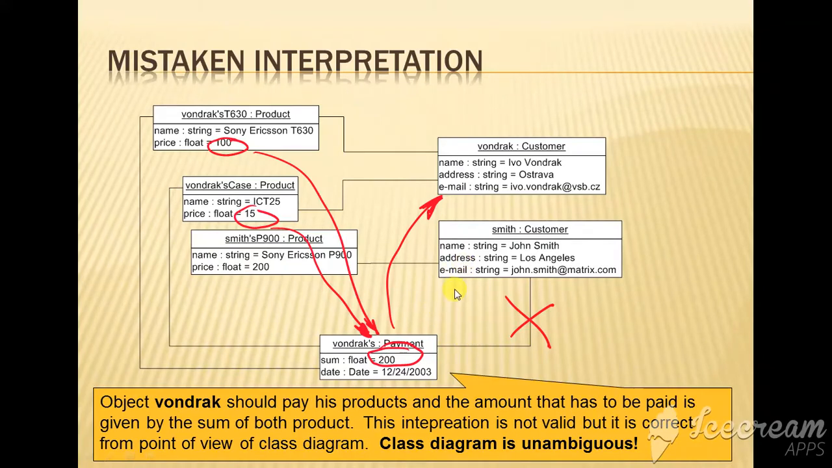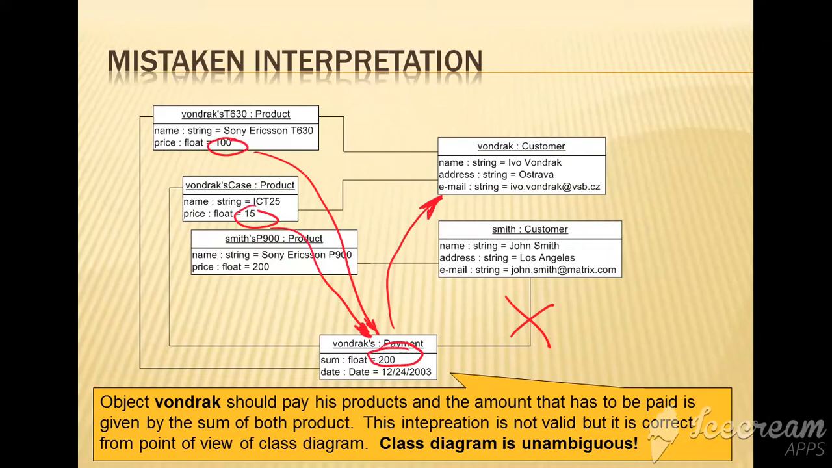It is an incorrect interpretation, but it is correct from the point of view of a class diagram. How can it be correct from the point of view of a class diagram? Because Smith has 200 rupees to pay, and this is Vodrock's payment, and the class diagram is showing the 200 rupees, because it is a reflection of this one to this one, the payment. So this is the problem with the ambiguities in object class diagrams.